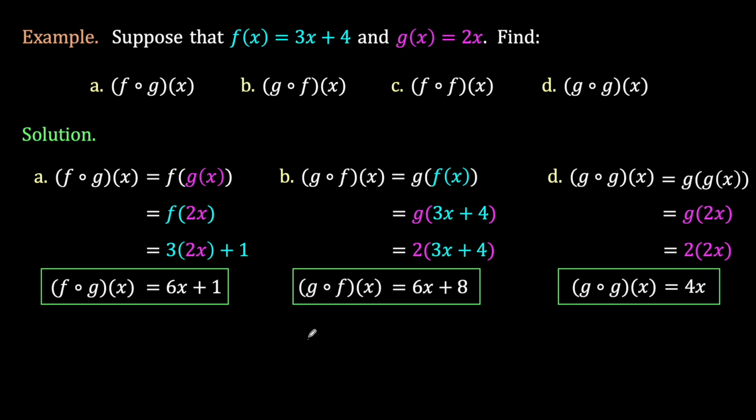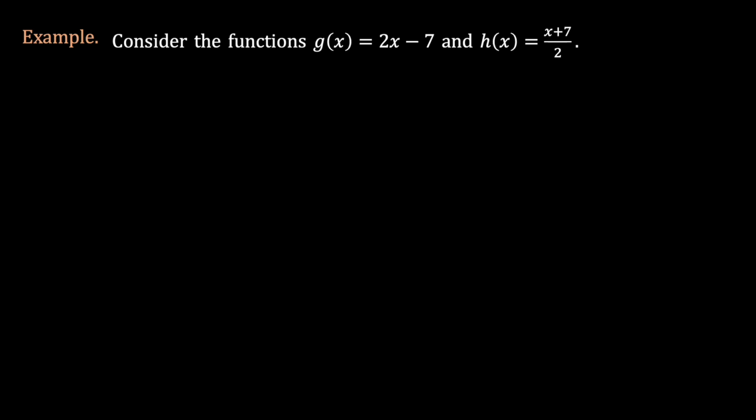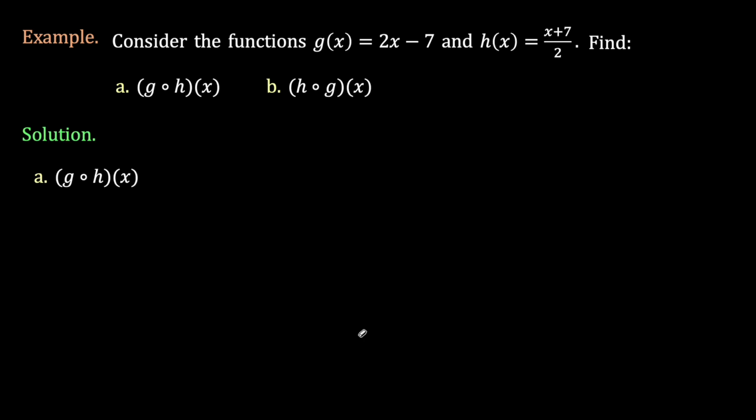And now, letter C will be left as an exercise for you to practice this concept. Let's have another example. Consider the functions g of x, which is 2x minus 7, and h of x equals x plus 7 all over 2. Find the following.